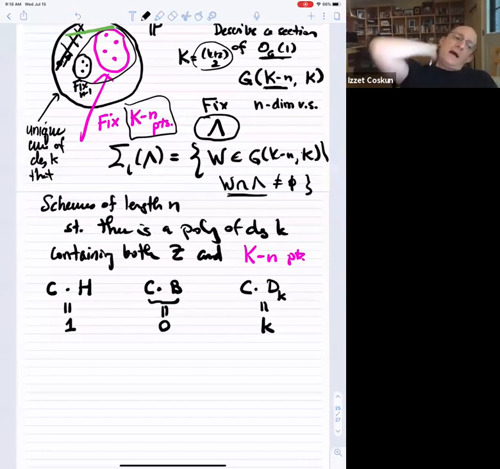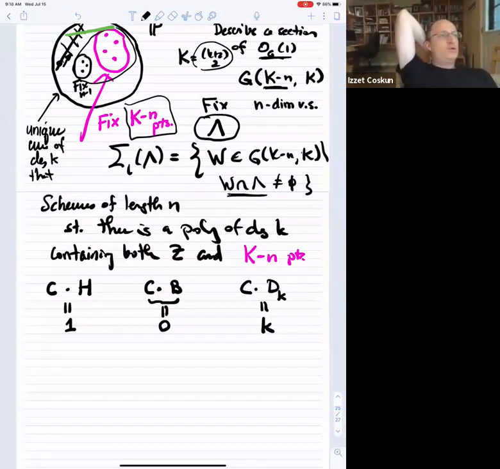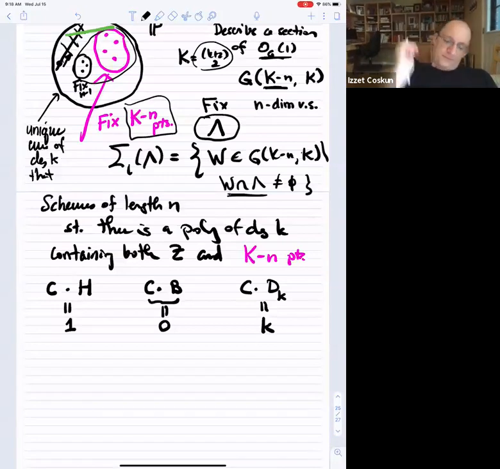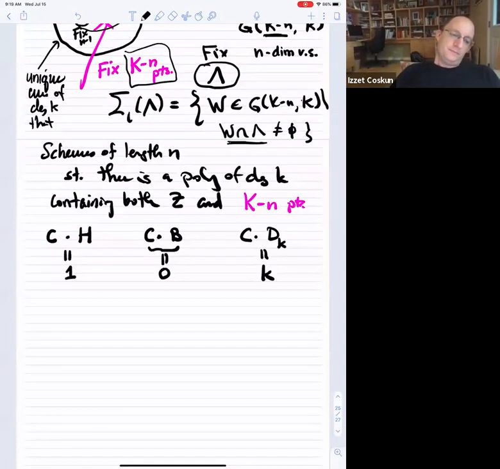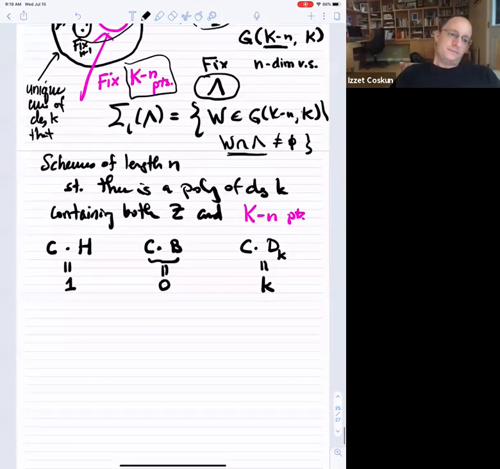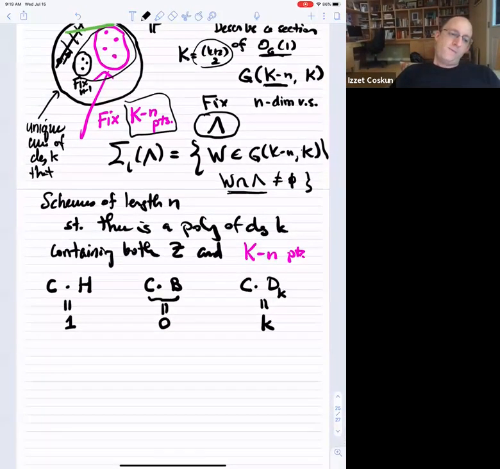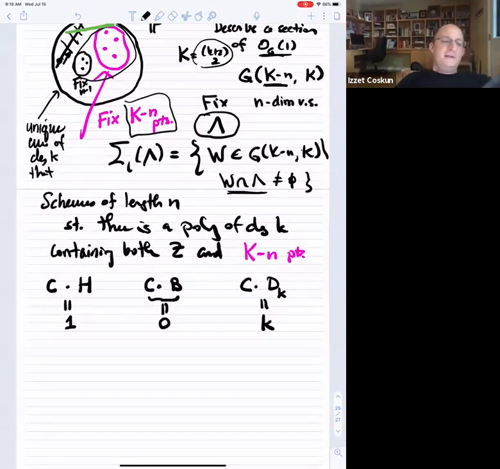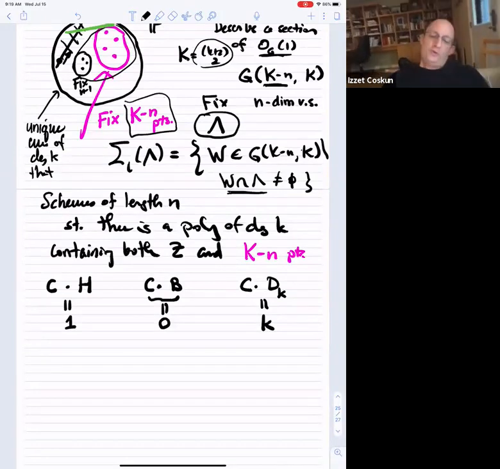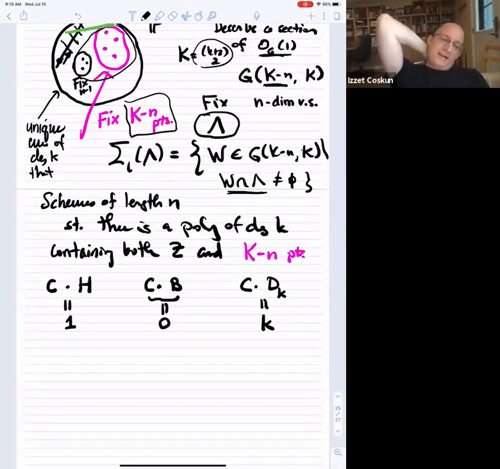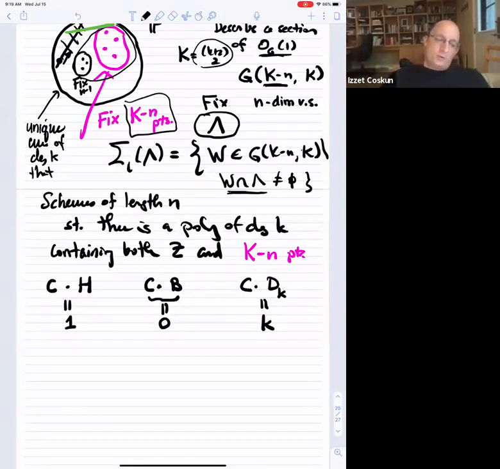Now, if you wanted to compute the other coefficient, you could do a similar trick. There are various things that you could do.